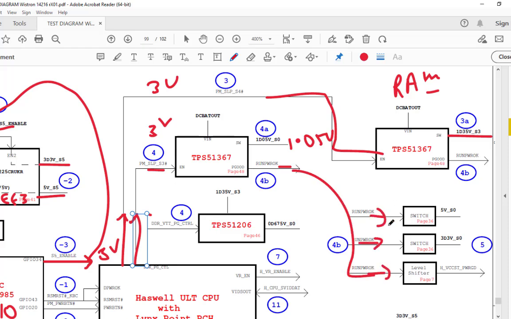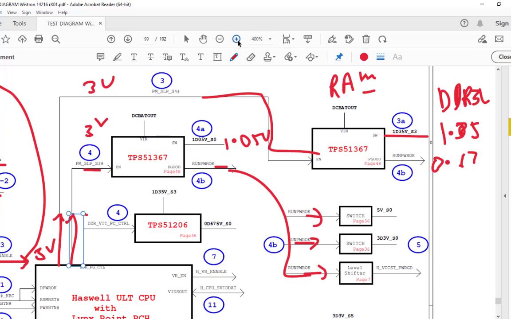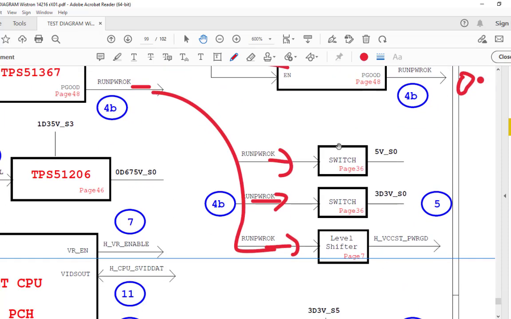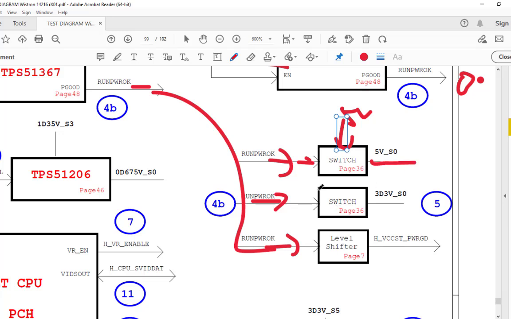Here the switches are there. What do I mean by switches? Here 3 MOSFETs are used. The input voltage here is 5 volts, and once it gets the enable signal, this 5 volts is transferred here. The input voltage here is 3 volts, and once it gets the enable signal from here, this 3 volts will be passed here. So both the 5V_S5 and 3.3V_S3 voltages will be generated. That is step number 5.